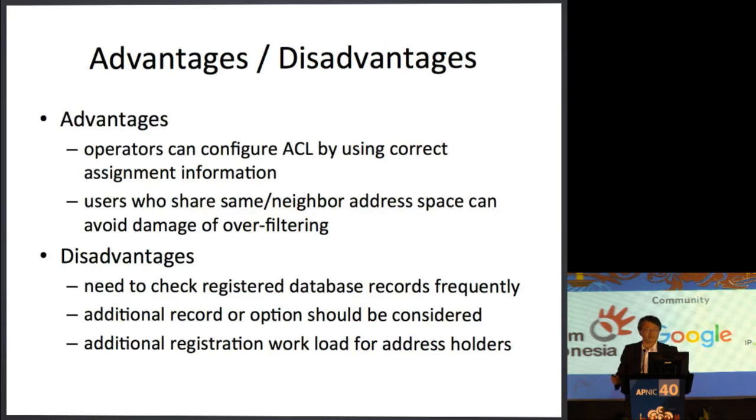Okay, and this is advantages and disadvantages. The advantages are obvious: operators can configure access filters by using correct assignment information. Also, users who share the same address or the neighbor address space can avoid the damage of overfiltering. And there are some disadvantages. Operators need to check registered database records frequently because that kind of information may change.